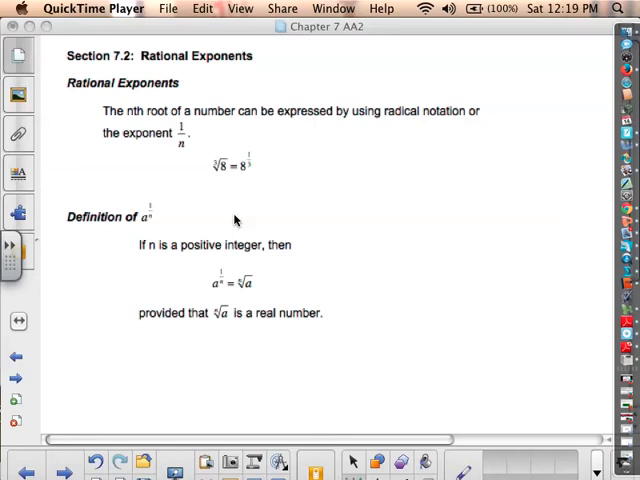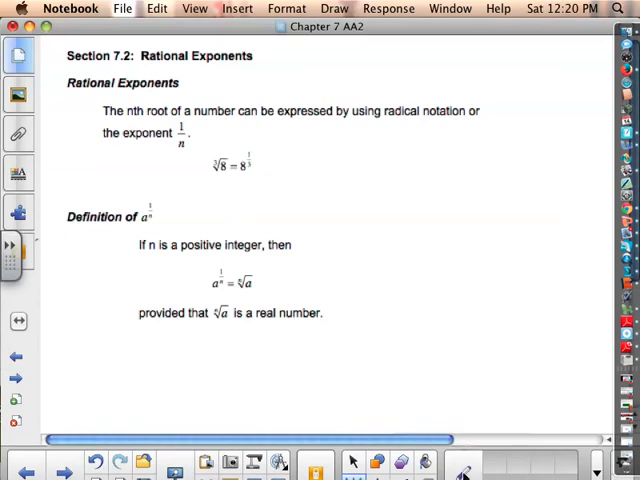So let's take a look. A rational exponent is this idea that it's turning the radical into what we call a rational exponent. The nth root of a number can be expressed using radical notation or the exponent 1 over n. So I have an example here. Here we have the third root of 8. We're going to rewrite that in exponential form, which means it becomes 8 raised to the 1/3.